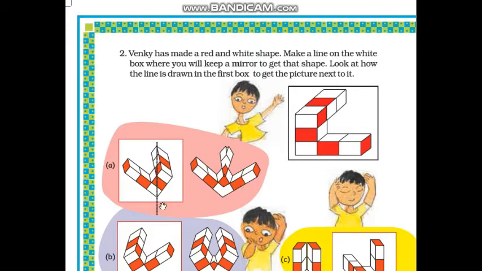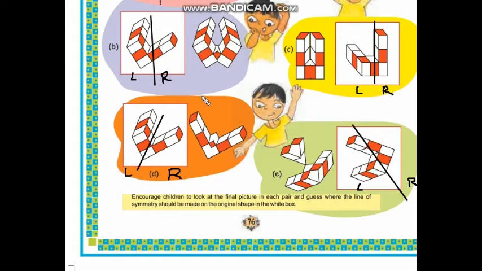that is next to it. That means if we draw a line here, this is the left part and this is the right part. So the right part will be hidden and the left part will be seen. So we can see this picture here and we will get this picture in the mirror. So children, this line is called the line of symmetry.